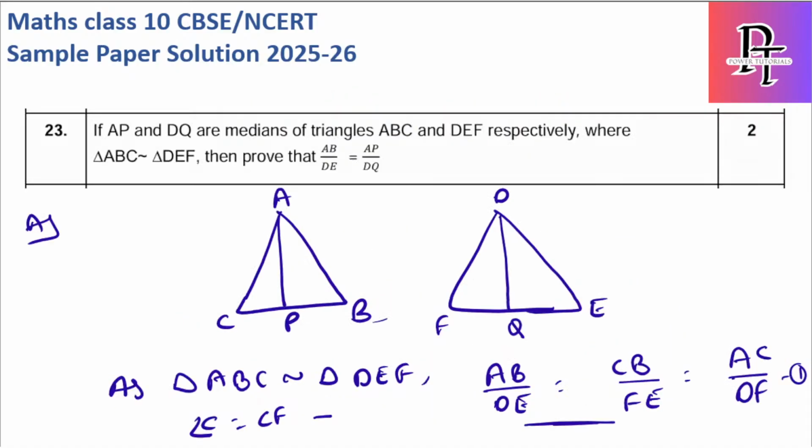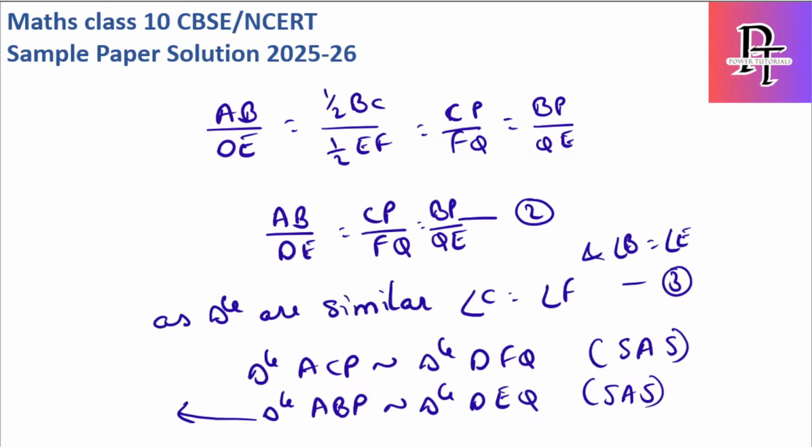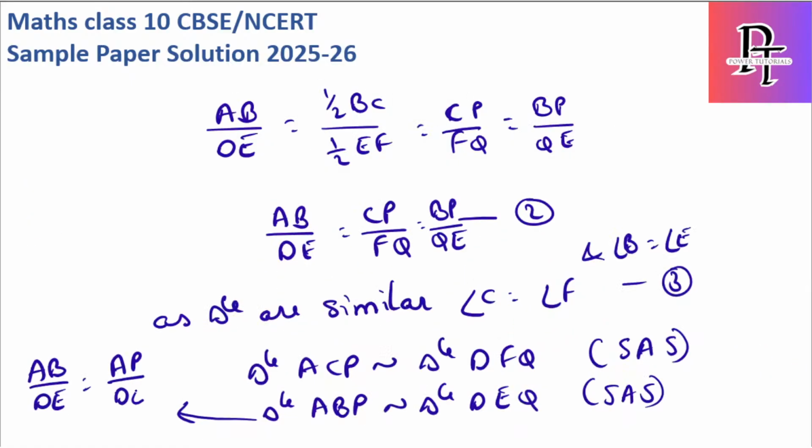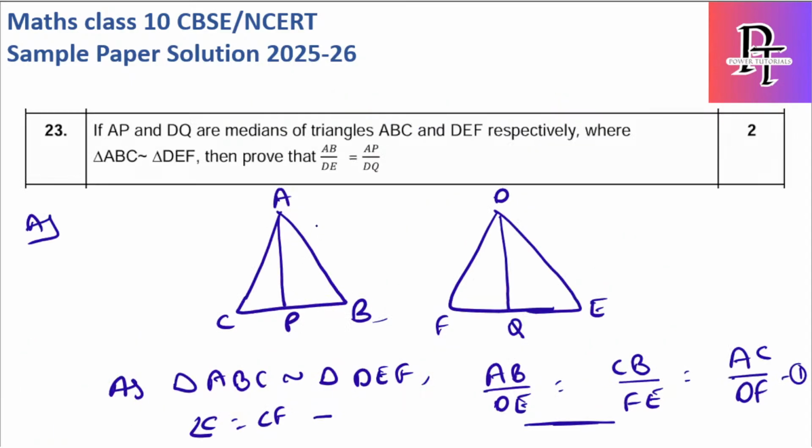So here AB by DE is equal to AP by DQ. Okay, so I can ask you any way, you just have to consider which triangles we need to consider to prove they are similar, and once they are similar, then we can write the corresponding ratios. Fine, let's move to the next question.